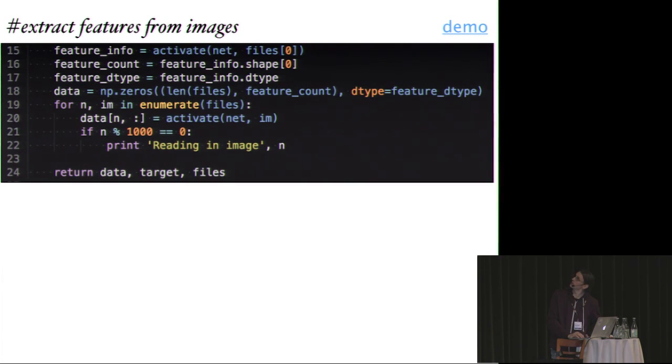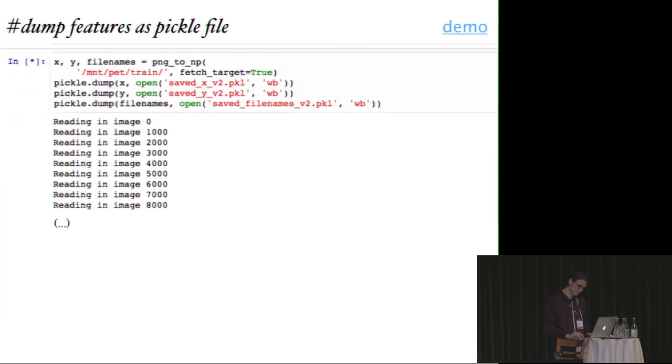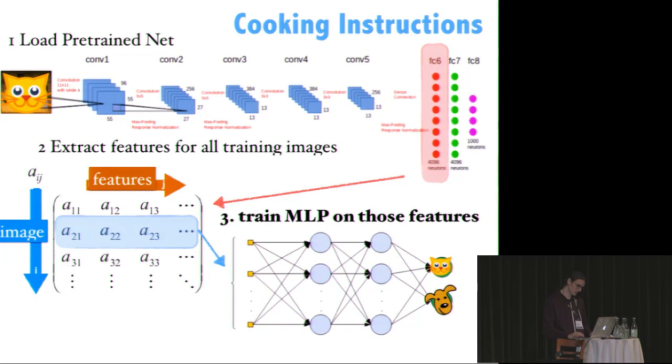Once we have done that, we basically feed all the images we have through it one by one. That's basically how it looks in the IPython notebook. We just load them in. That's the function which I made, pinging to NumPy. It takes an image and creates some features out of it with the neural network. And then we dump them as a pickle file.